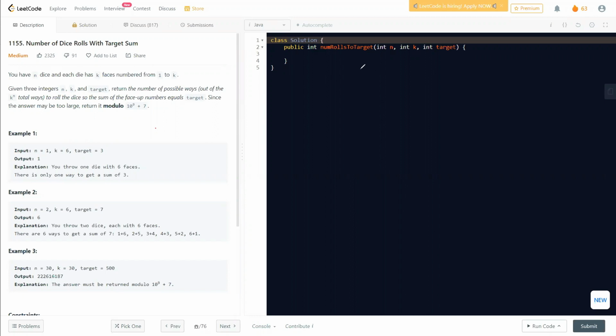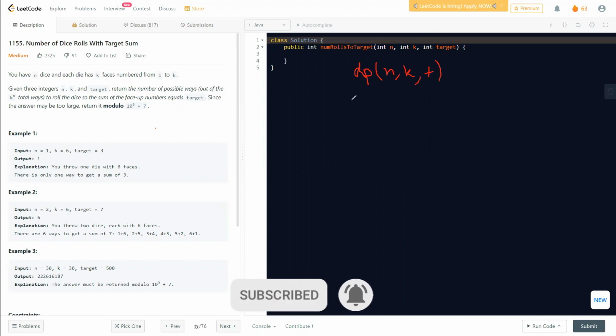Now let's understand this one. If we consider our function DP, the function DP takes n being the number of dice, then k being the current face value, and then we got our target, which I'm writing as t. So this is what we got. Now, say we have a DP with 5 dice, with each having face values up to 6, 6 being the possible face values, and we need to reach a target of 18.